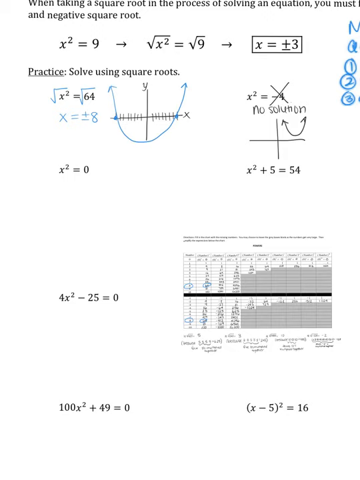Looking at the third example, taking the square root of both sides, x would equal 0. Notice that this would only have one solution, or one x-intercept, and it would happen right at x equals 0. Again, that parabola would be opening upward because a equals 1.